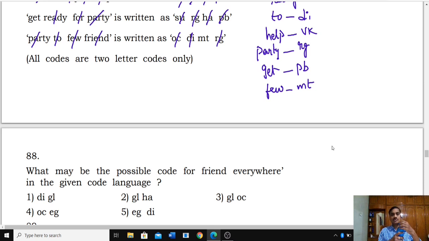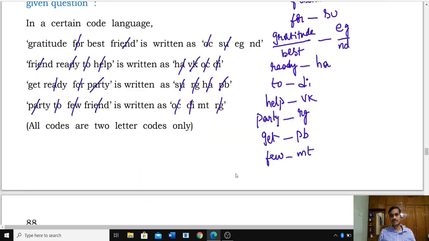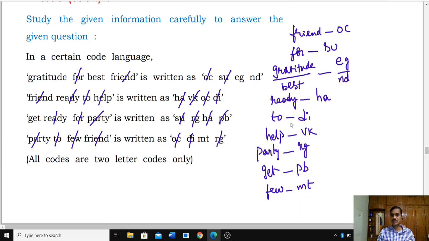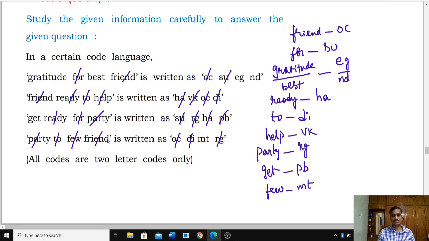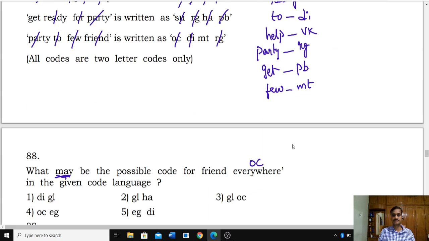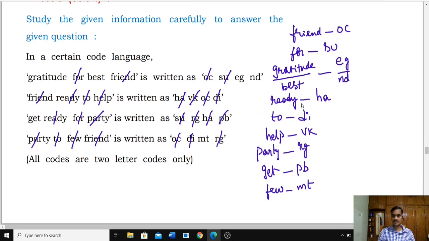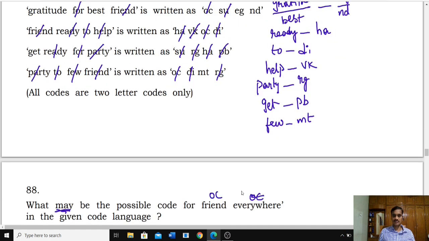What may be the possible code for friend everywhere? Maybe means a possible code. Now friend everywhere, friend is OC. Everywhere is not there at any given place, isn't it? Everywhere is not given in the statements. Everywhere ఇక్కడ ఎక్కడ లేదు కాబట్టి everywhere కి కోడ్ ఈ కోడ్స్ కాకుండా వేరే కోడ్ ఏదైనా వచ్చి ఉండొచ్చు. కనుక OC ఉంటూ వేరే కోడ్ ఉండాలి. ఫ్రెండ్ కి OC, everywhere కి మనం ఐడెంటిఫై చేయాలి.